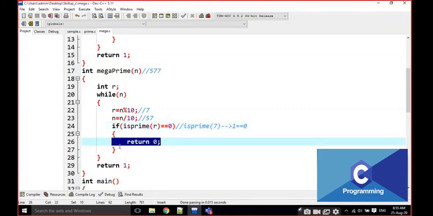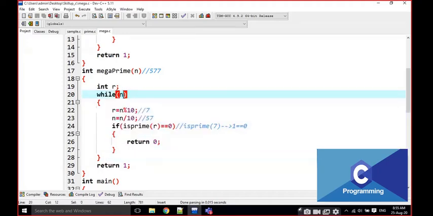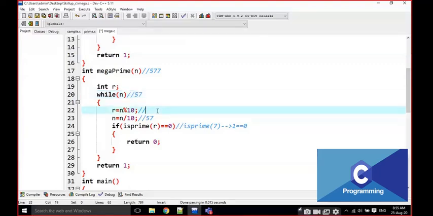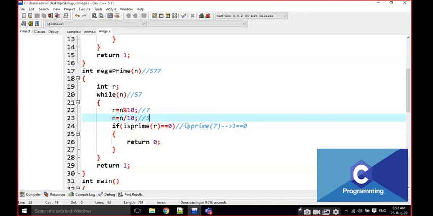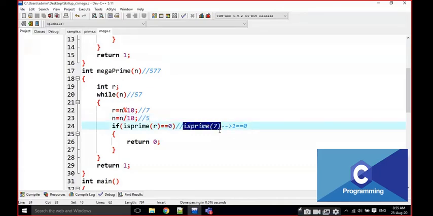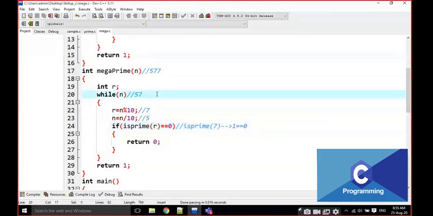Now it is going back again. What is the new N value? New N value is 57. Now what is R value? R value is again 7 and N becomes 5 here. Again it is going to check is prime of 7. Yes, it is a prime number. Then again check is 1 equal to 0? No, not at all. Then it is going back. What is new N value? New N value is 5.